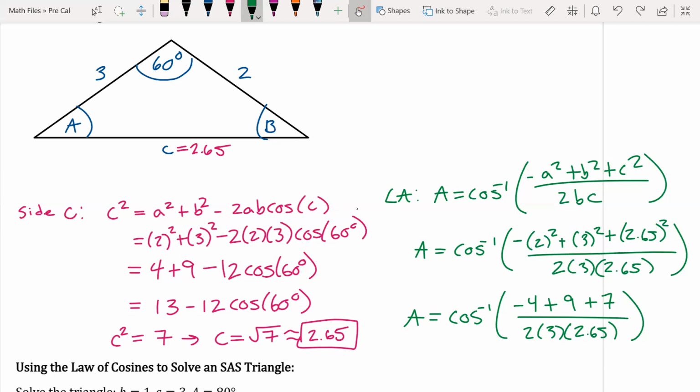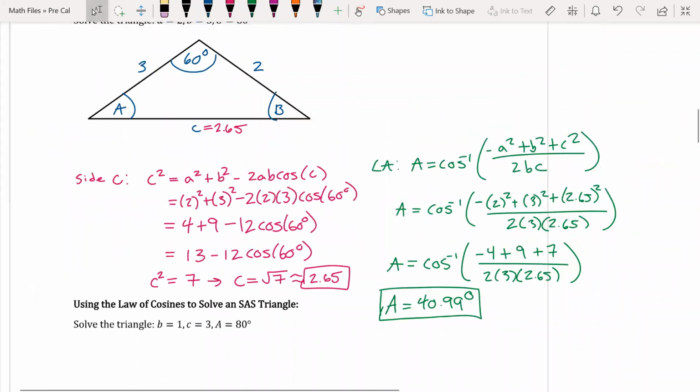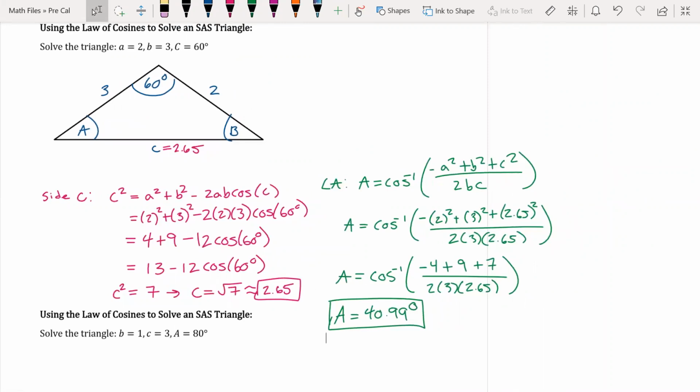Okay, and we get A is equal to 40.99 degrees. And then that negative A squared, that just came from the equation above, right? Exactly.